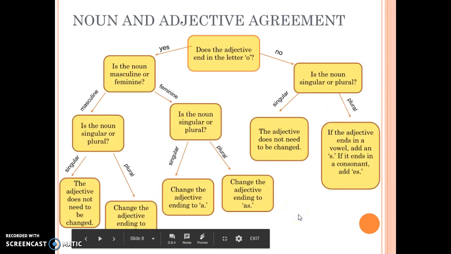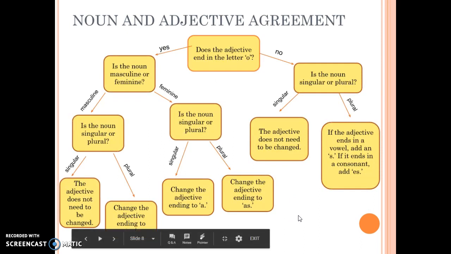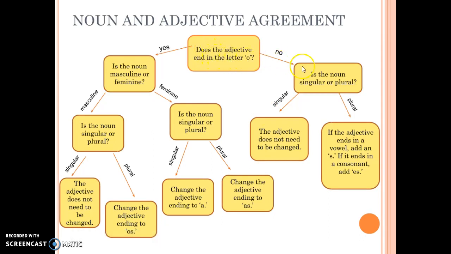All right, this chart I don't want you guys to worry about copying down. I will put it on Classroom for you guys as well as the class website, but basically it's a chart to figure out what ending you need to put on. For example, does the adjective end in the letter O? If it doesn't, you have to decide, is it singular or plural? If it's singular, you don't need to change the adjective.